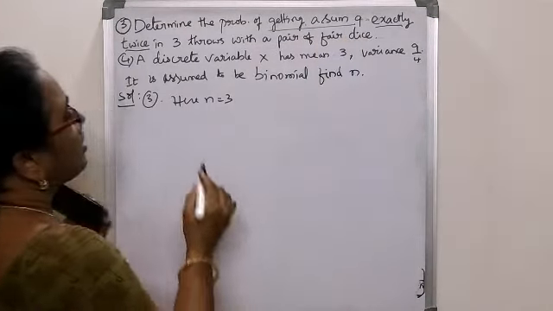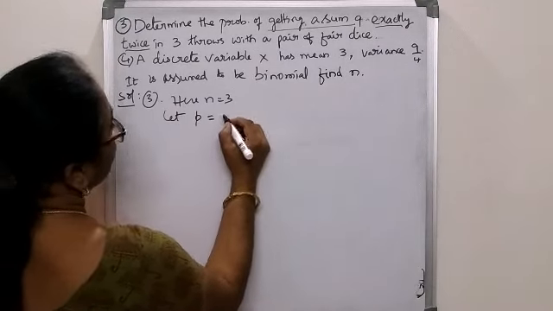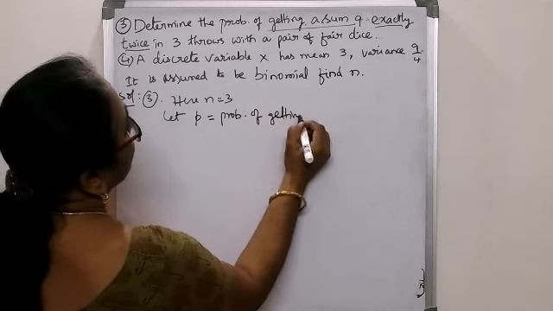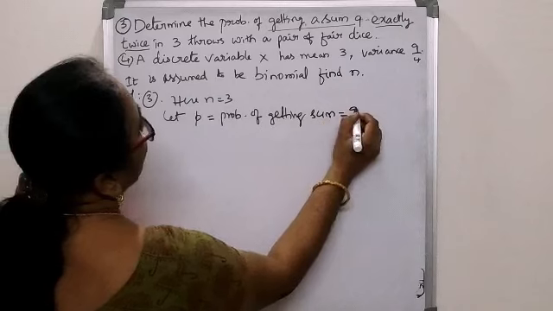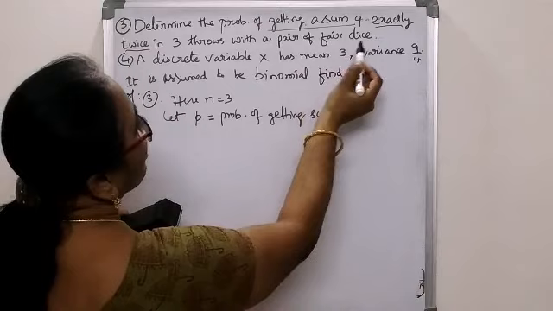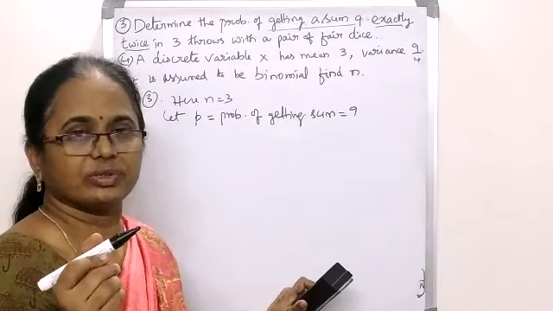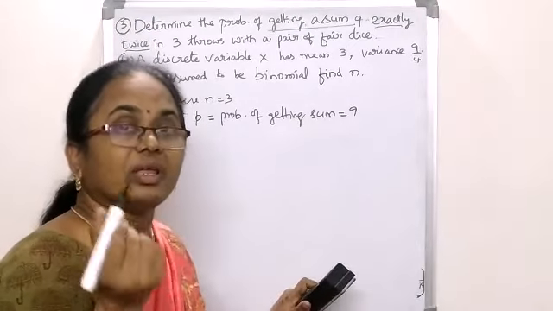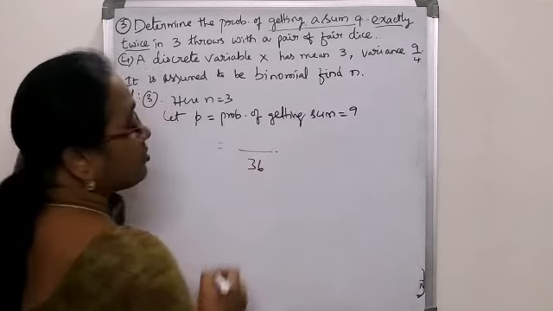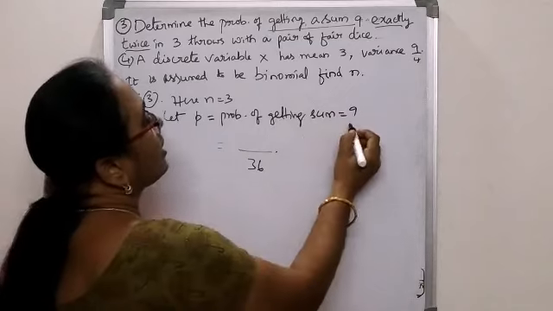Let us suppose that p is equal to the probability of getting sum equal to 9. And how many dice are thrown here? A pair of dice are thrown. As we all know, in a single dice we have 6 outcomes. In a pair of dice we have 36 outcomes. So out of the total 36 outcomes, we have to count how many have the sum 9.